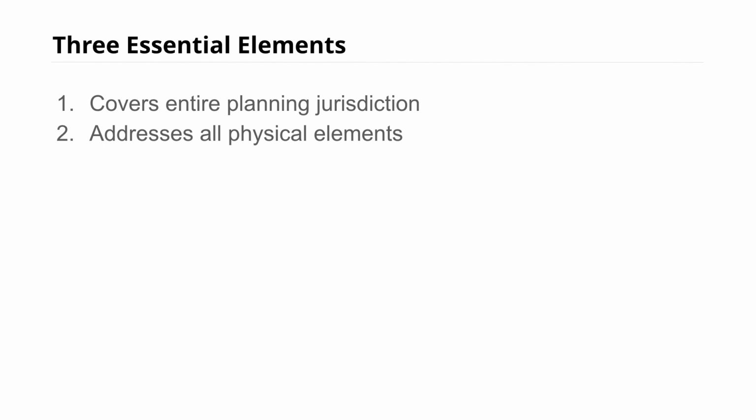There are three elements that make a plan comprehensive. First, it should cover the entire planning jurisdiction. I'll talk a little more about that. It should address all the physical elements within that jurisdiction, and it should deal with a relatively long time period. We'll talk about those pieces one at a time.